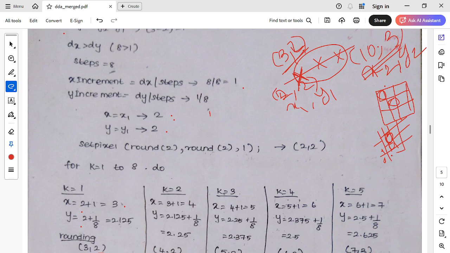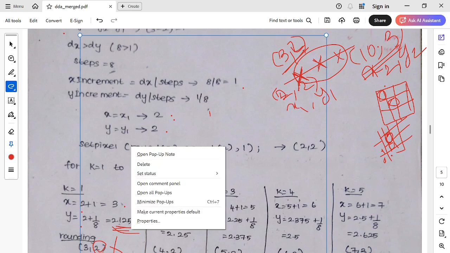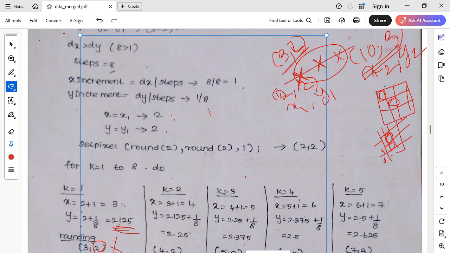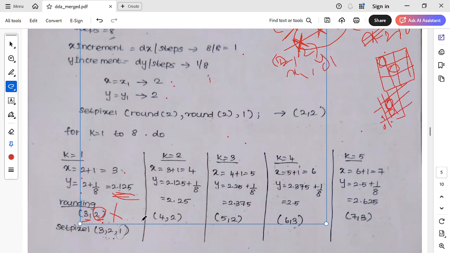We are not going to consider the round off value for this particular thing. You should make sure that you consider only the decimal part. While calculating the next discrete point, you are not going to consider the round off value, because the rounding off is only for setting the pixel. So for calculating the next discrete point, instead you are going to make use of this particular point. So y plus y increment: the y value is 2.125 plus the y increment value of 1 by 8, so 2.25. Again you are going to round off the value.